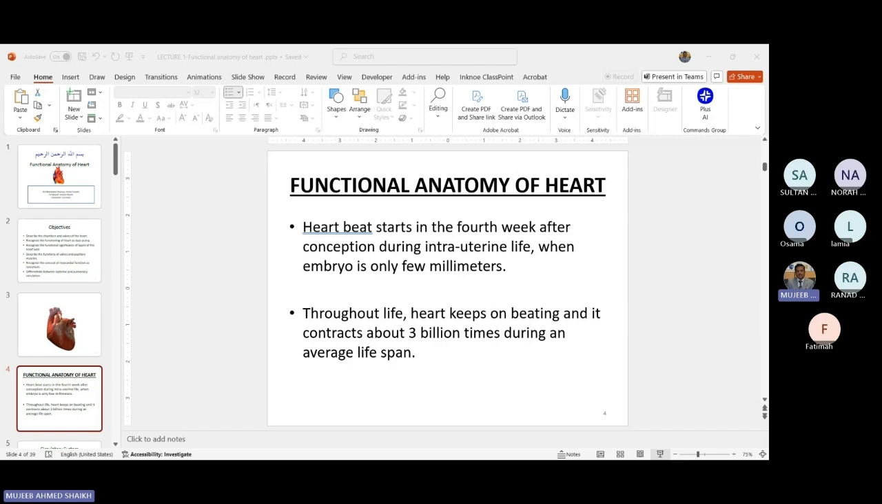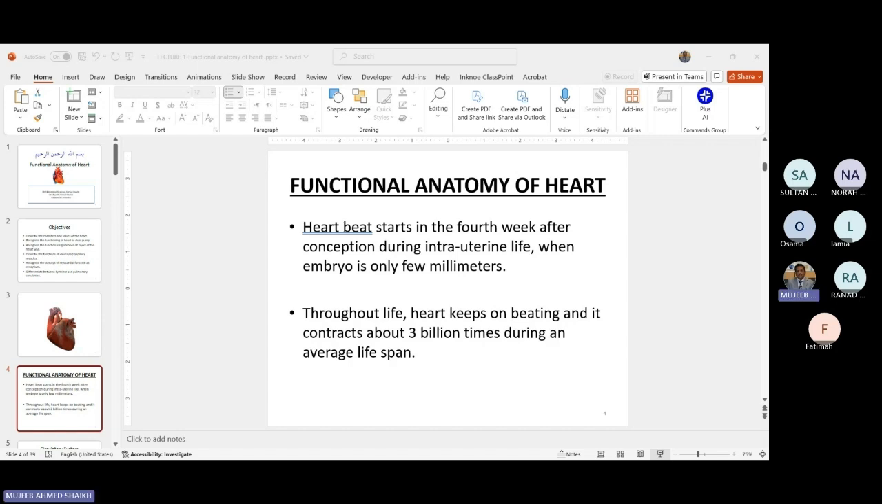And from there, it will return in the form of systemic circulation from the heart to all parts of the body. First, it will go from the right side of the heart to the lungs, get loaded with oxygen, and come back to the left atrium. This is all pulmonary circulation. And then from the left ventricle to the aorta and to all parts of the body is the systemic circulation, where oxygenated blood is supplied to every part of the body.